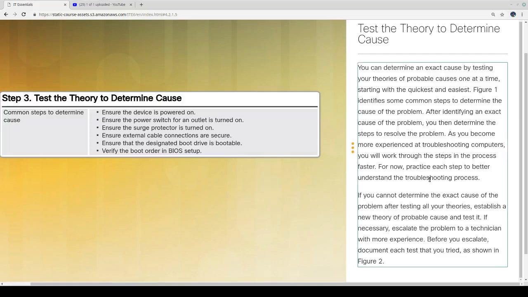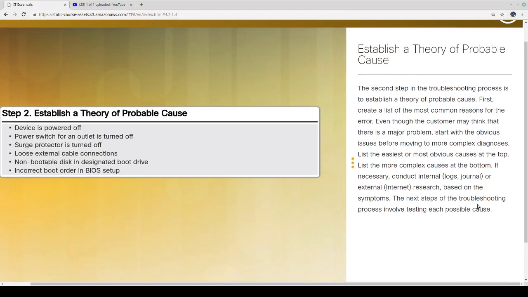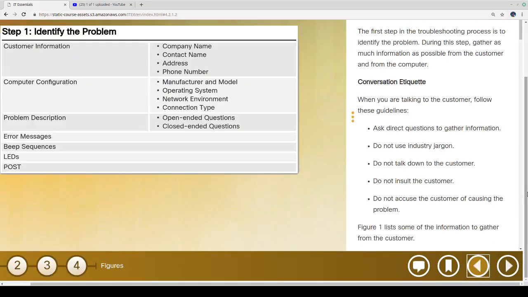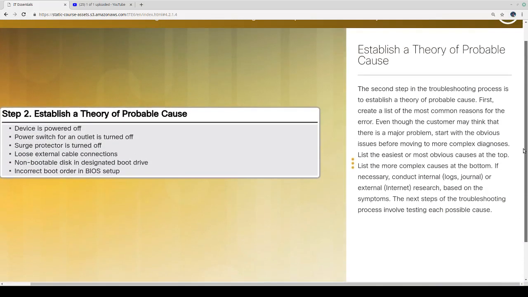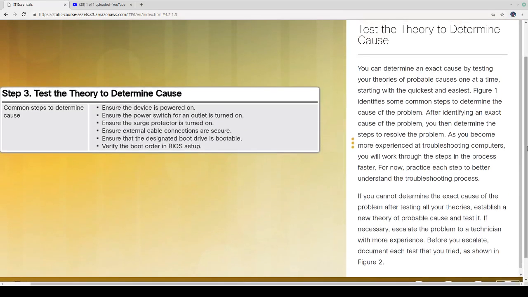Okay, this is slide 11, chapter 4. So, test the theory to determine cause. In previous slides, let's go back to remind you, we talked about establish the theory of probable cause. Before that, it was identify the problem. Establish a theory of probable cause, meaning first you determine the problem. What's the problem? They can't print. Probable cause. Are they using the wrong printer, maybe? Okay? And then we're on to test the theory to determine cause.